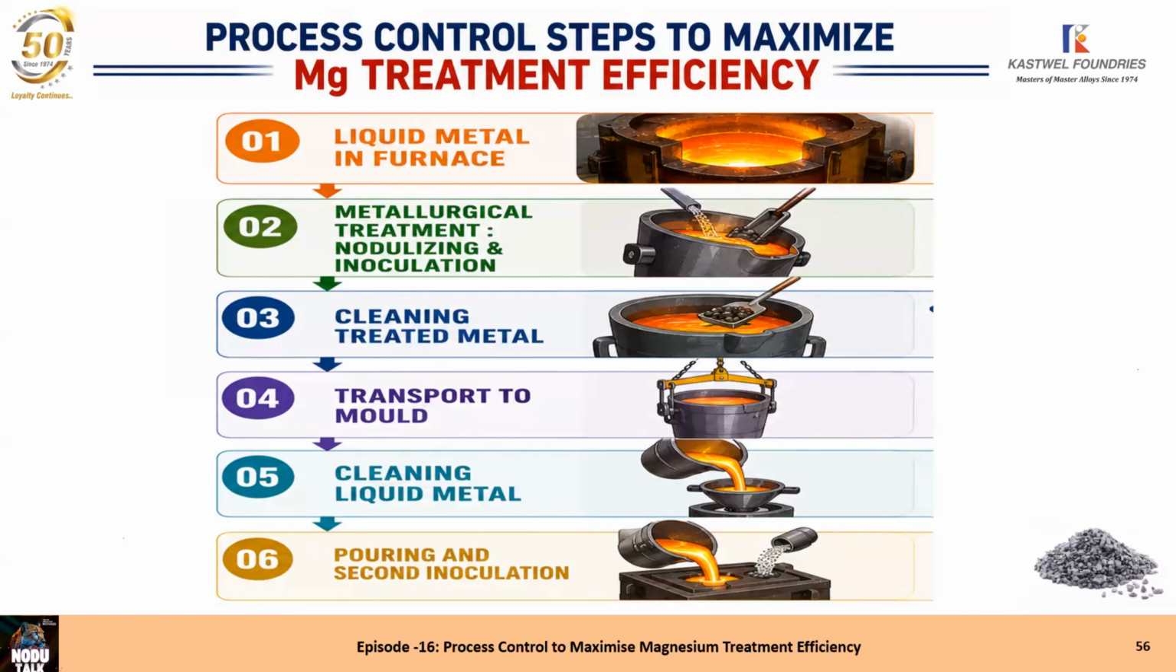Process control steps to maximize magnesium treatment efficiency. 1. Liquid metal in the furnace. Don't neglect the liquid metal in the furnace. Check its temperature, covering the furnace, making sure the temperature is taken just before tapping. Don't overheat the metal. Keep the metal below the TC temperature. The temperature should be close to TG temperature.